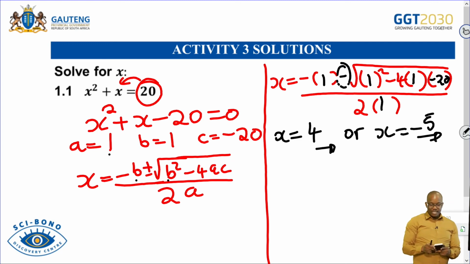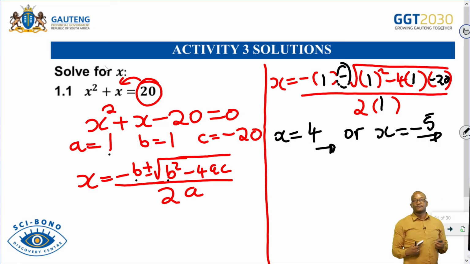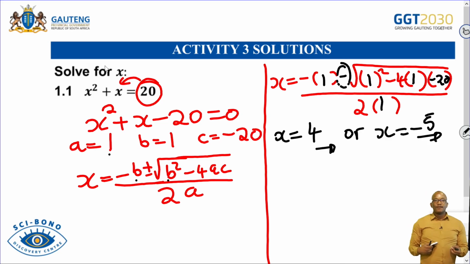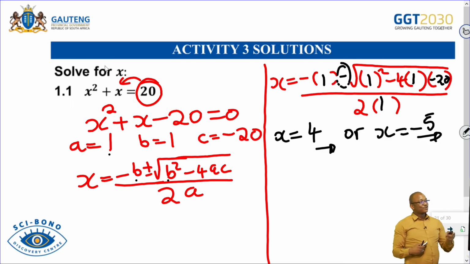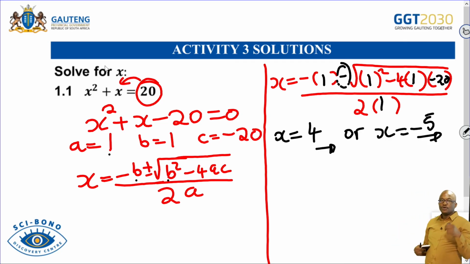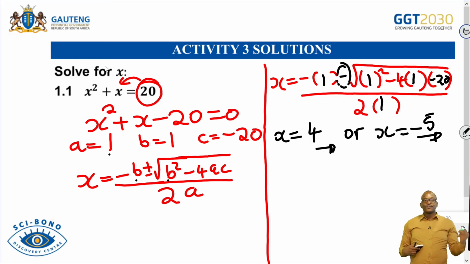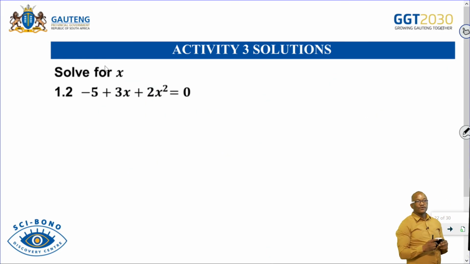So those are the basic things that you need to understand when you're using the quadratic formula. Those are two basic things that you need to get. And even when you factorize this, you can see that the factors are correct. So this is another form of solving for x without factorizing, but using a quadratic formula. Then let's go to the second one.